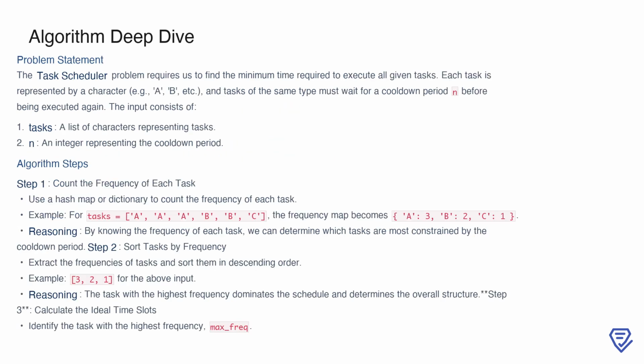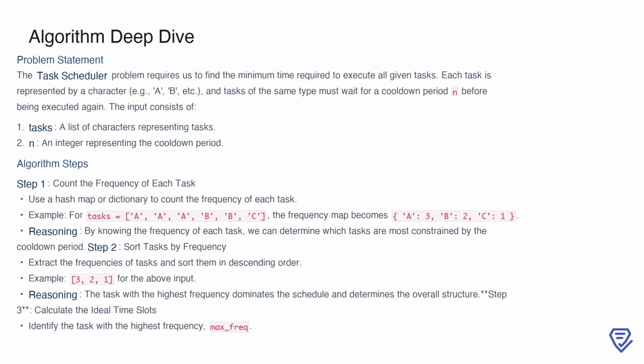The task scheduler problem revolves around scheduling tasks such that the total time required is minimized, while respecting a cooldown period between tasks of the same type. For example, if we have tasks A, B, and C, and a cooldown period of 2, we need to determine the optimal order to execute them while adhering to this constraint.